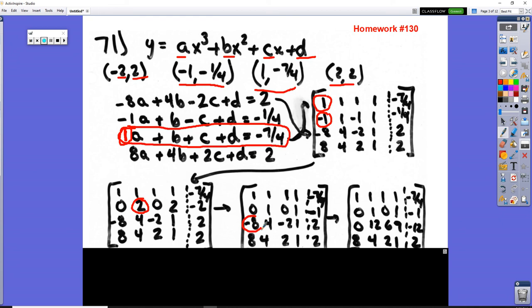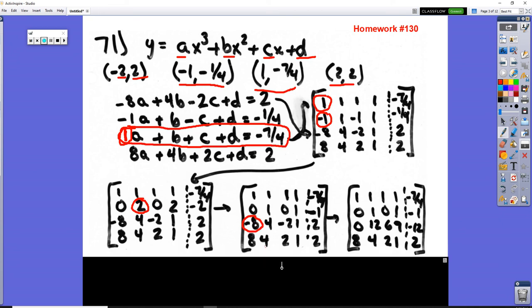The next thing to do is to turn this spot into a 0. So I'm going to use my top row multiplied by an 8 to add together with this third row. And that's going to give you a new third row of 0, 12, 6, 9, and then -12 on the other side.